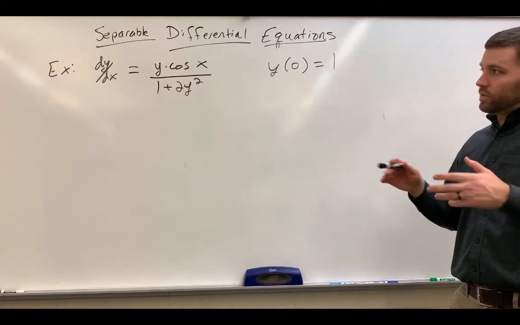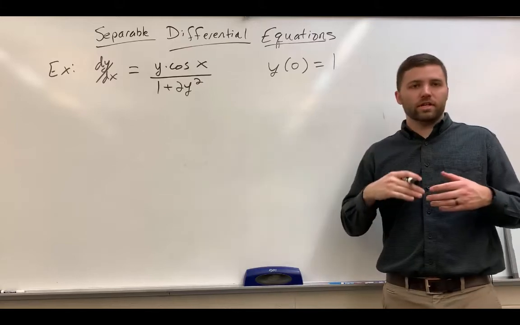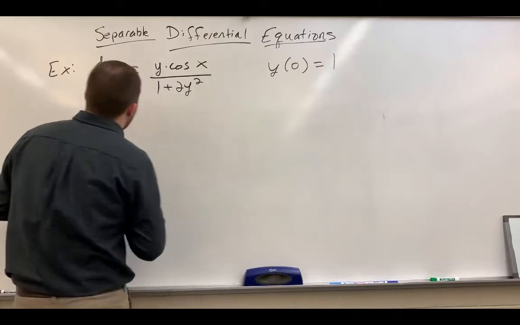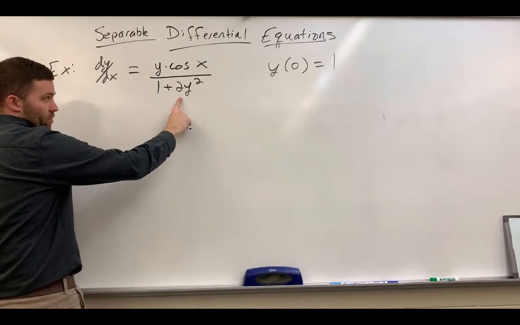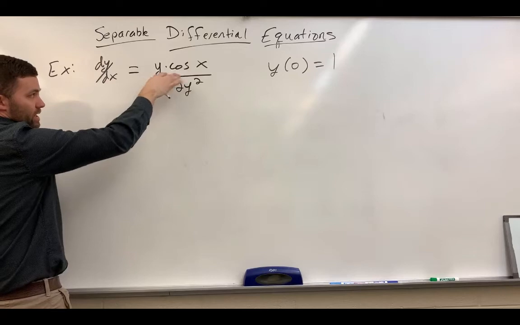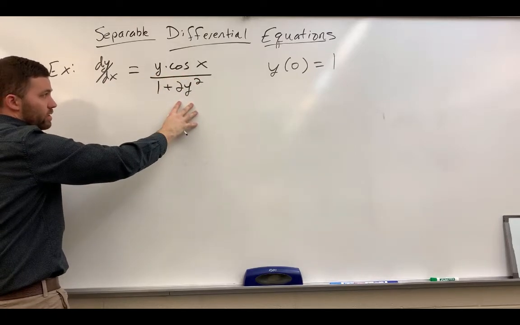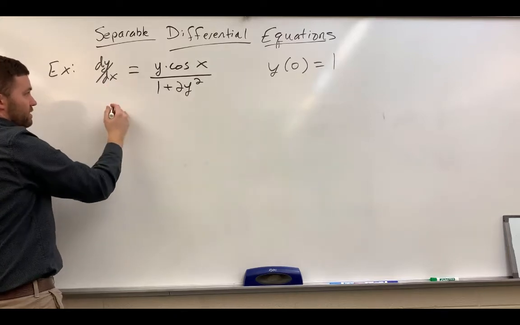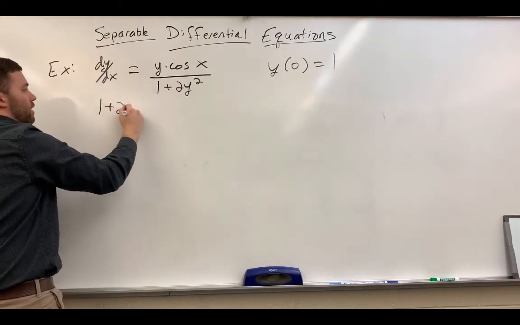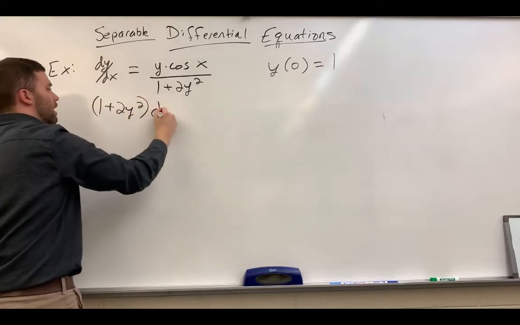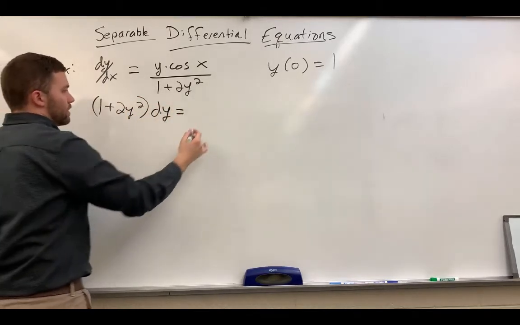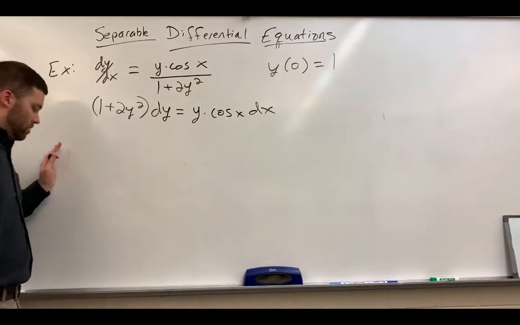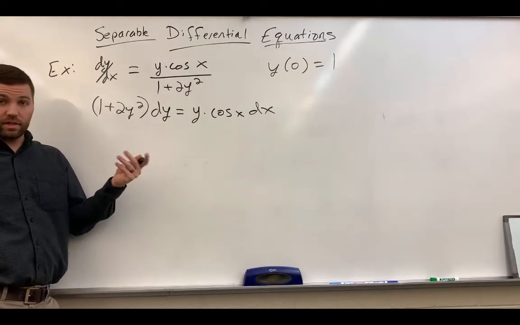Again, with the separable differential equation situation, I'm going to try to get the y's on one side, try to get the x's on the other side. So when I do that, I'll times both sides by 1 plus 2y squared. So the function here is y times cosine x divided by 1 plus 2y squared. So I'll times both sides by 1 plus 2y squared, times both sides by dx, and I get this. 1 plus 2y squared dy is equal to y times cosine x dx.